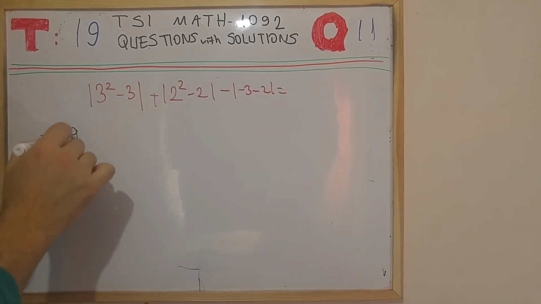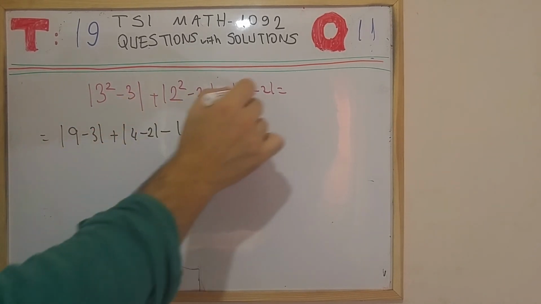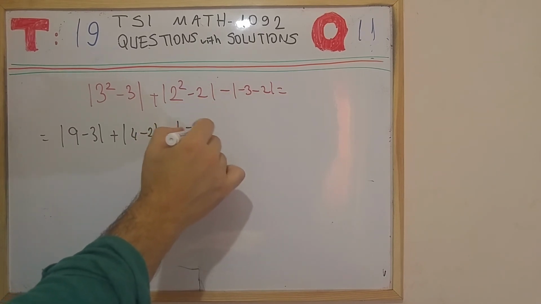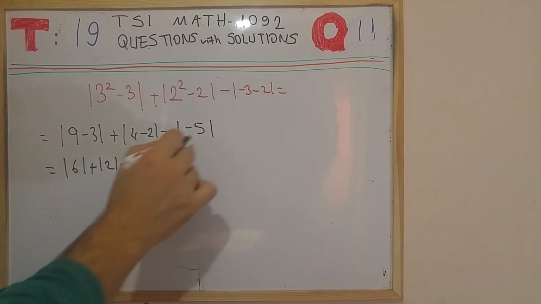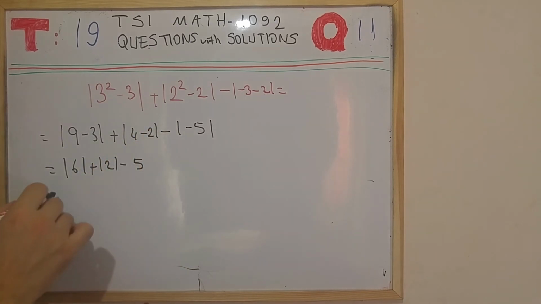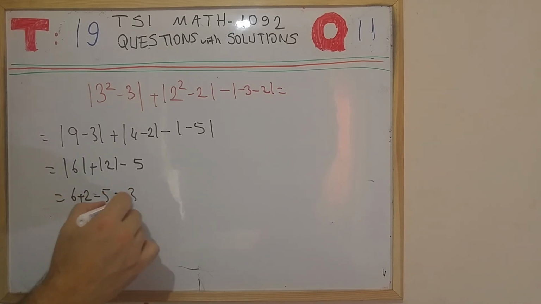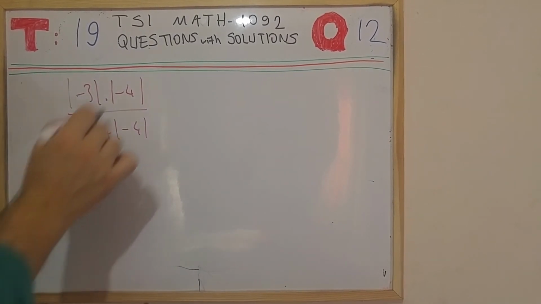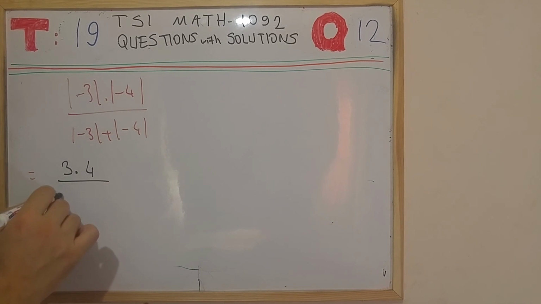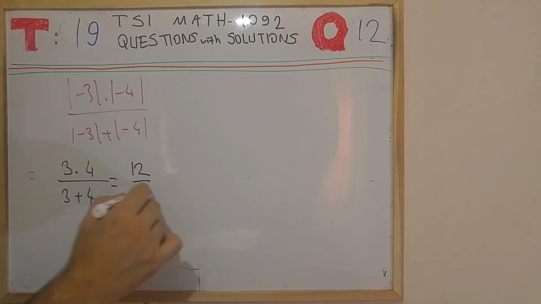This is equal to 9 minus 3. This is equal to 4 minus 2. And this is equal to minus 3 minus 2, which is equal to minus 5. And then that means this is equal to 6 plus 2 minus 5, which is equal to 3. This is equal to plus 3 times plus 4 over plus 3 plus 4. So this is equal to 12 over 7.